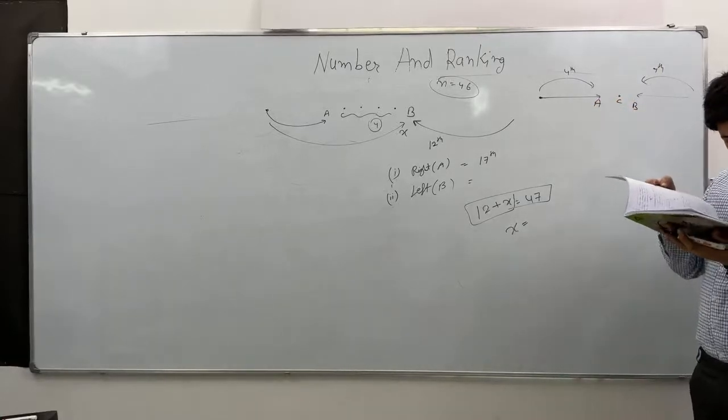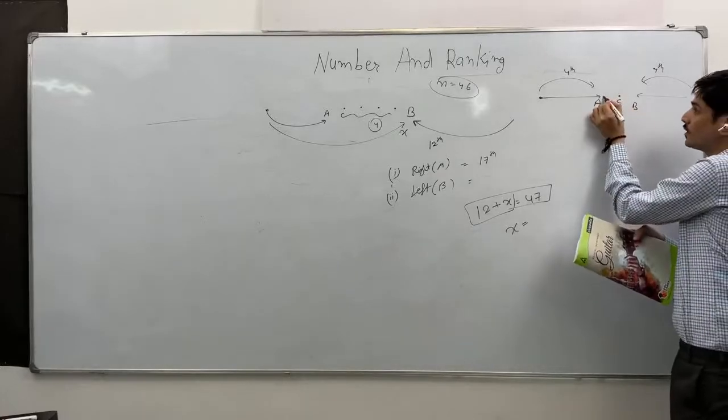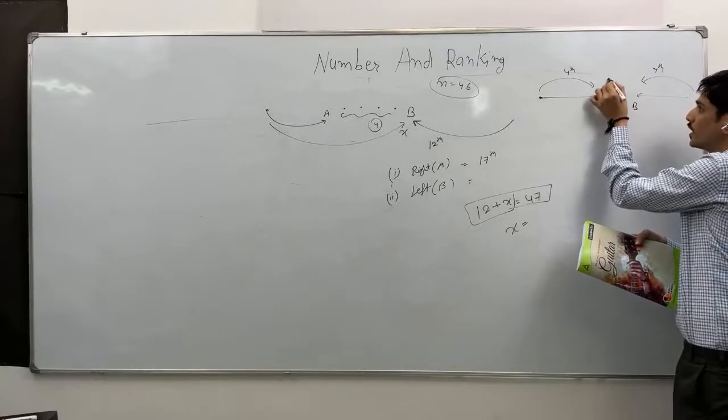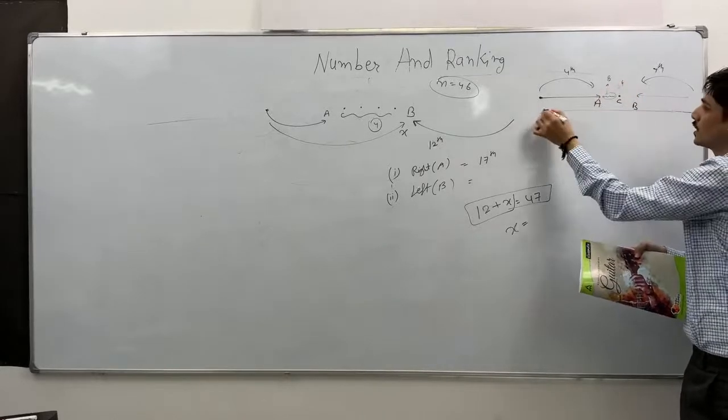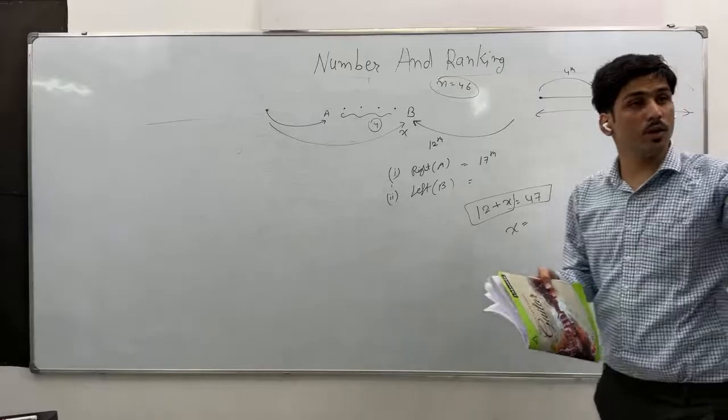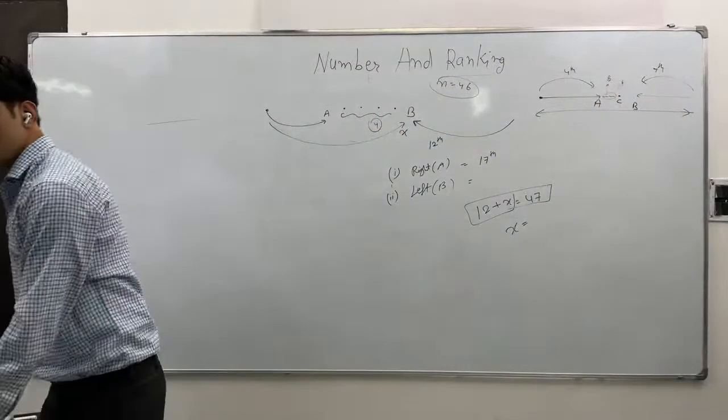And they are telling C is 9th after A. C is 9th after, then how many students are between? 8. And this one is 9. Okay. Now tell me how many students are there. And C is exactly sitting in the middle of A and B. So 30. 30 students will be there.